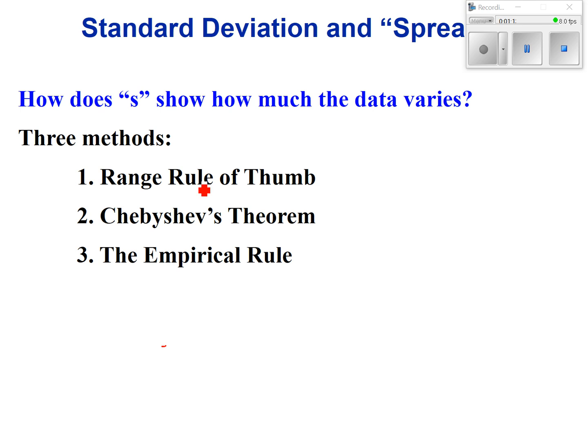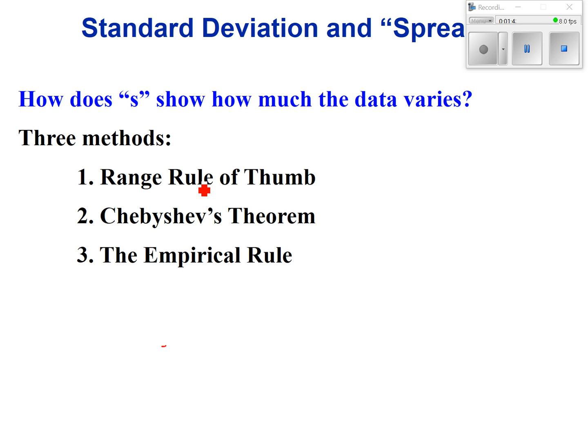Alright, this video is the second part of the lesson dealing with standard deviation and variance and spread. This is going to talk about how standard deviation, and we talked a little bit about this in the first part of the lesson, deals with the spread of the data.